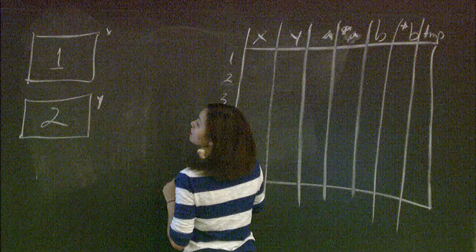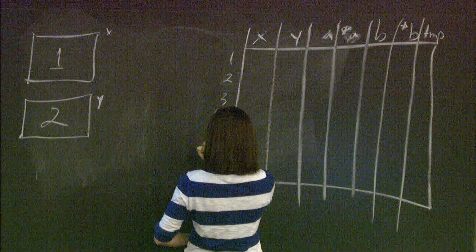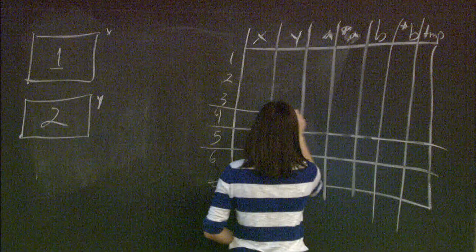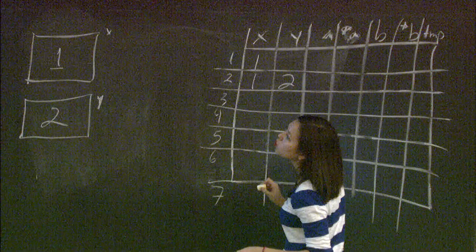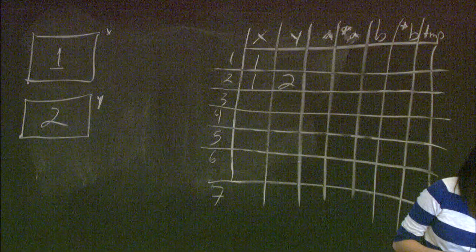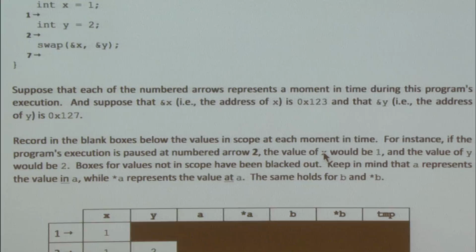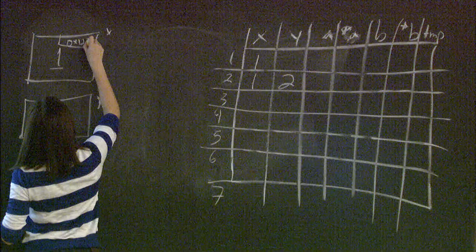1, 2, 3, 4, 5, 6, 7. Okay. And they give us that 1 is 1. And 1, 2. Cool. Awesome. So 3, and there's what we want. All right, and then address of x is 0, 1, 2, 3. And y is 0, 1, 2, 7.